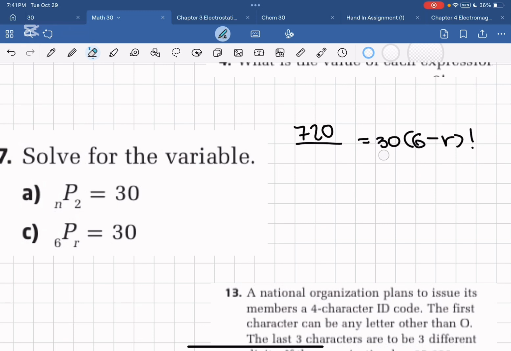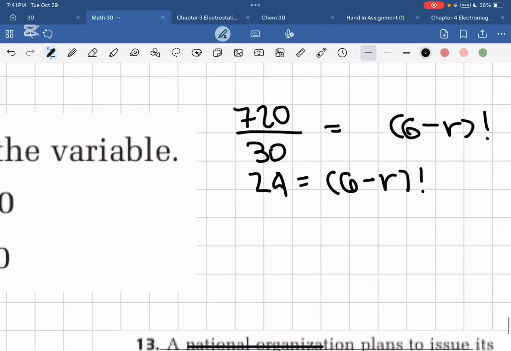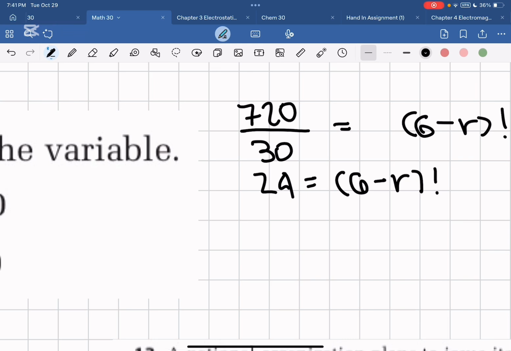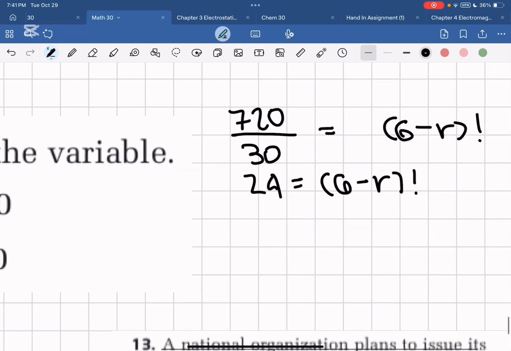So let's get rid of the 30 here. Move it to the other side. 720 divided by 30 is equal to 24. 24 equals 6 minus r factorial. Now, the way that I would solve this is just elimination. We already know that 24 is equal to 4 factorial.